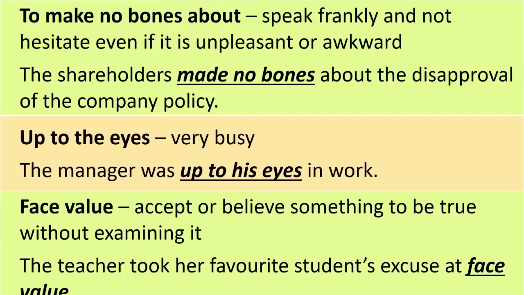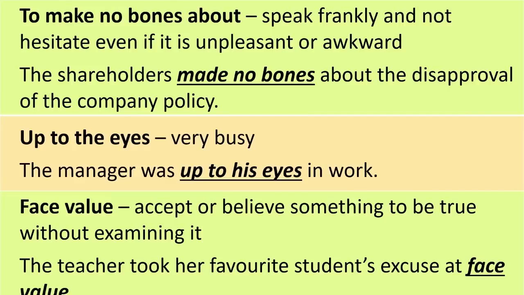Now we have some more idioms. To make no bones about. As I told you, if you look at the dictionary, you will not get the meaning of each word to mean finally what the meaning is. Idioms have a meaning which is in addition to what the literal meaning is. To make no bones about is to speak frankly, to say exactly what you want, not hesitate, even if it is unpleasant or awkward. Suppose you want to say something which is not very nice, but still you speak it out completely. The shareholders made no bones about the disapproval of the company policy.